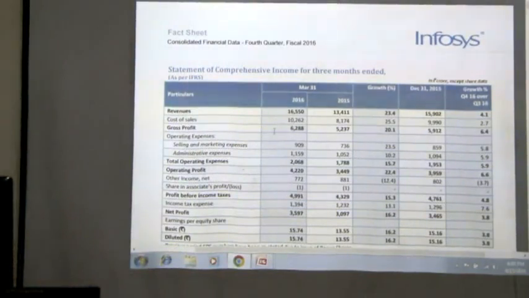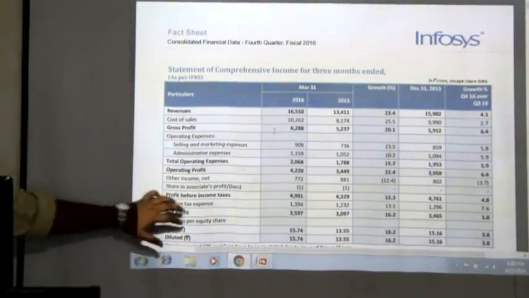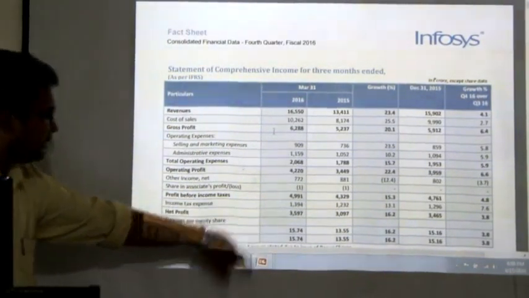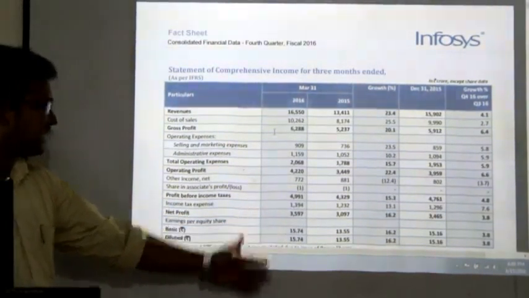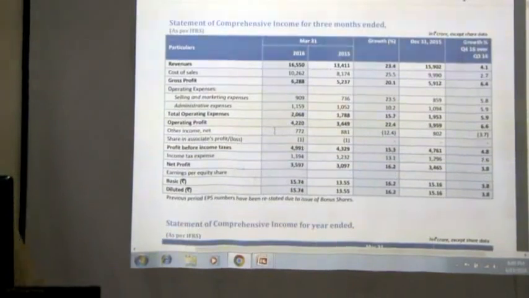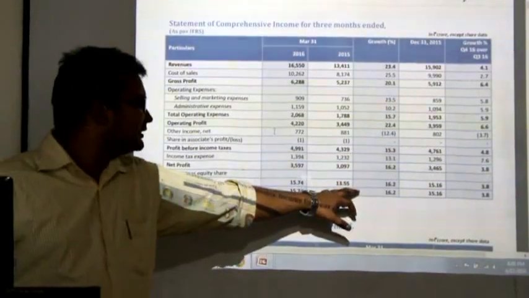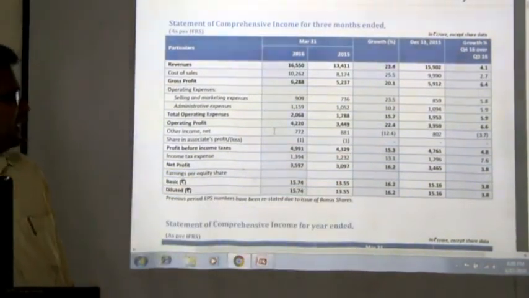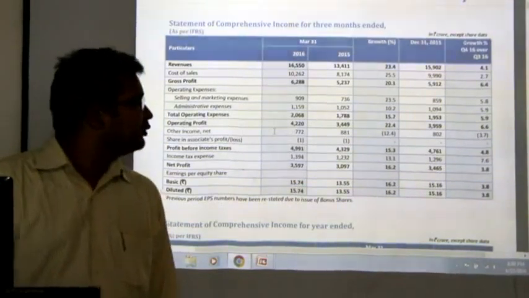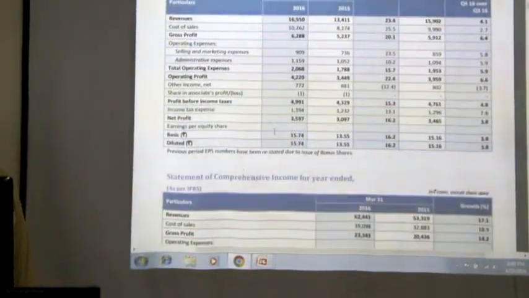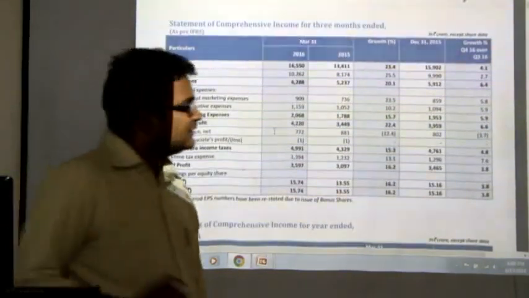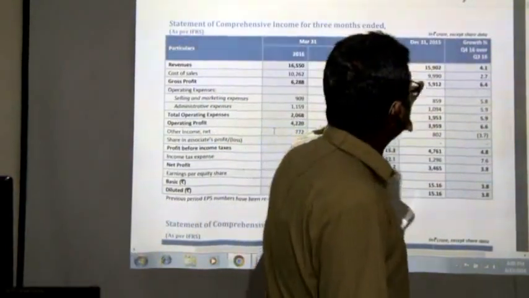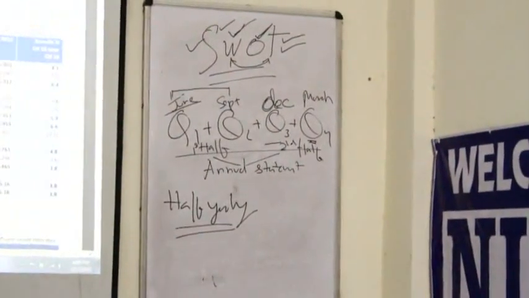So now, after the net profit, when we divide this particular figure by the equity and multiply by face value, we get the basic and the diluted EPS. Approximately 15.74, again which is up 16% year on year and approximately 4% quarter on quarter. So now, as I've told before, these are the quarterly performances, and now when we add all the 4 quarters, we get the annual statement.